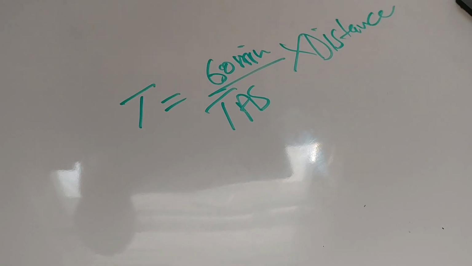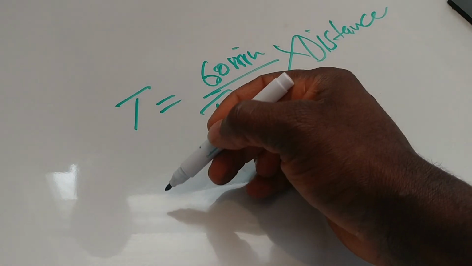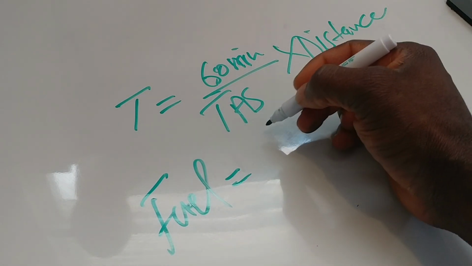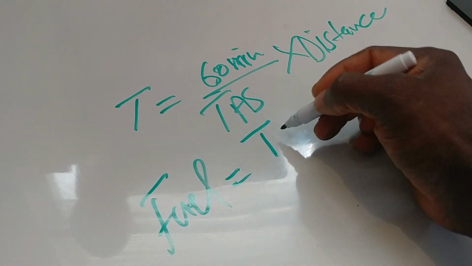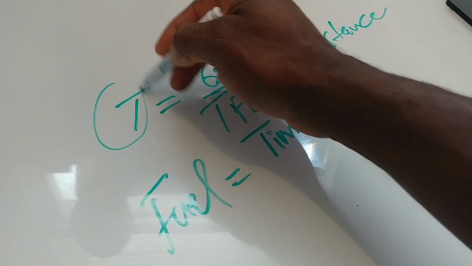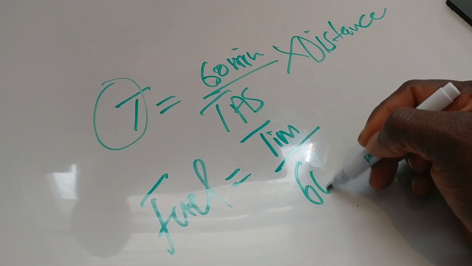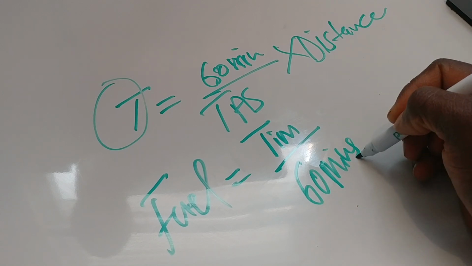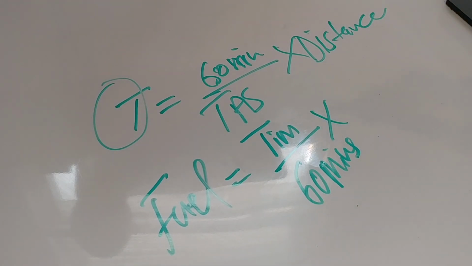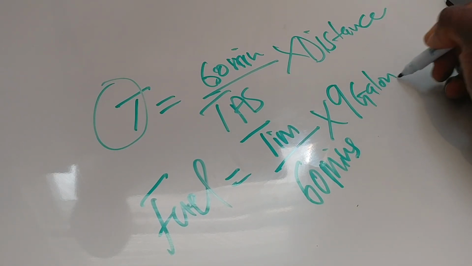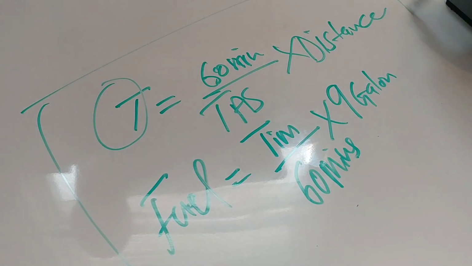And the fuel is equal to the time to be traveled, this one right here, divided by 60 minutes times the amount of gallons that your airplane can consume in 1 hour. So in our case, we realize it's 9 gallons. This is the formula, it's very simple.